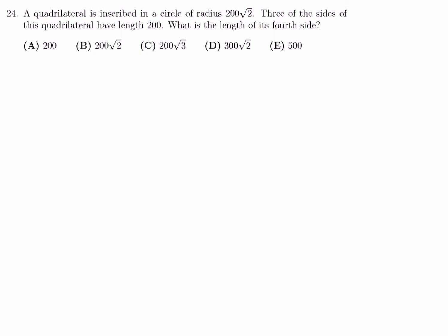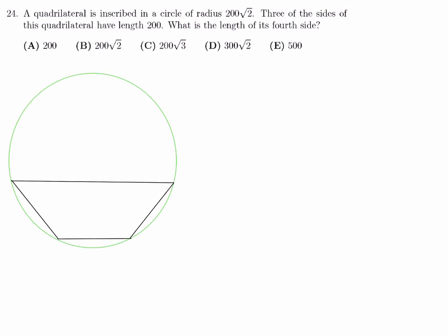A quadrilateral is inscribed in a circle of radius 200 times root 2. 3 of the sides of this quadrilateral have length 200. What is the length of the fourth side? Here is a diagram. Here is A, B, C, D. And then we are given a few of these. This is 200, this is 200, and this is 200. And in particular, we also are given the radius.